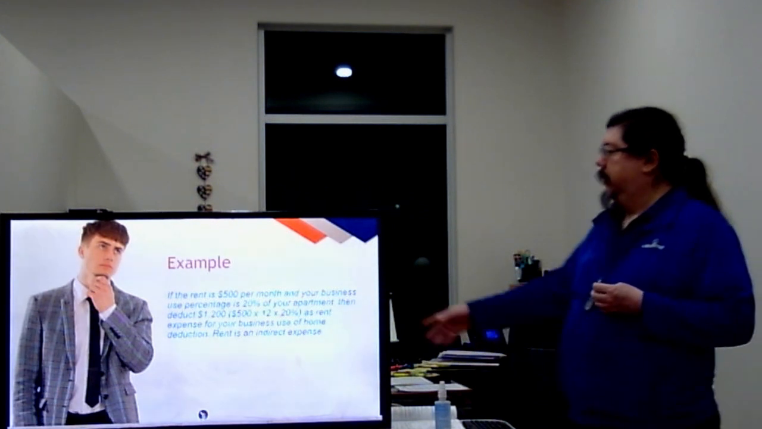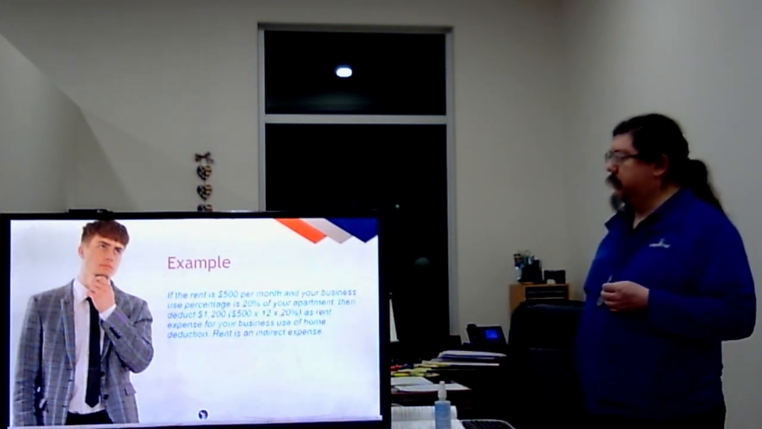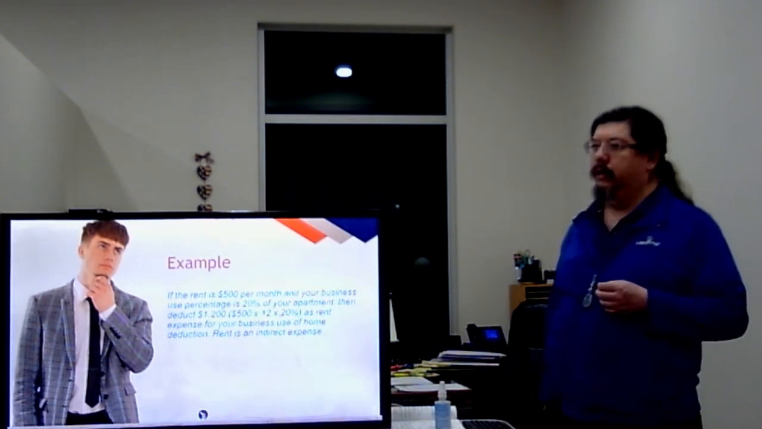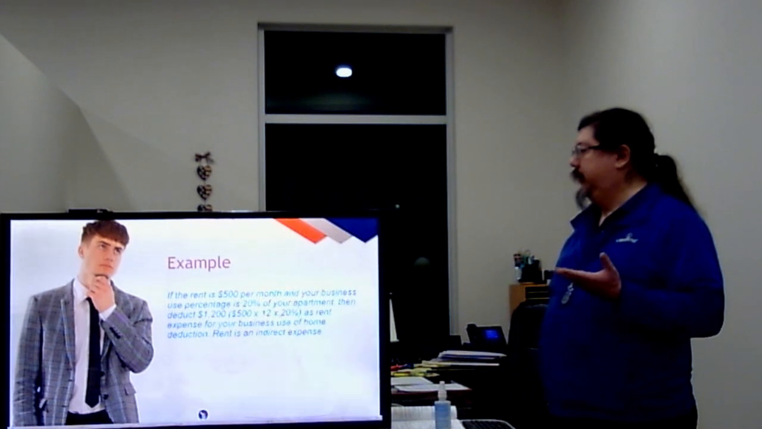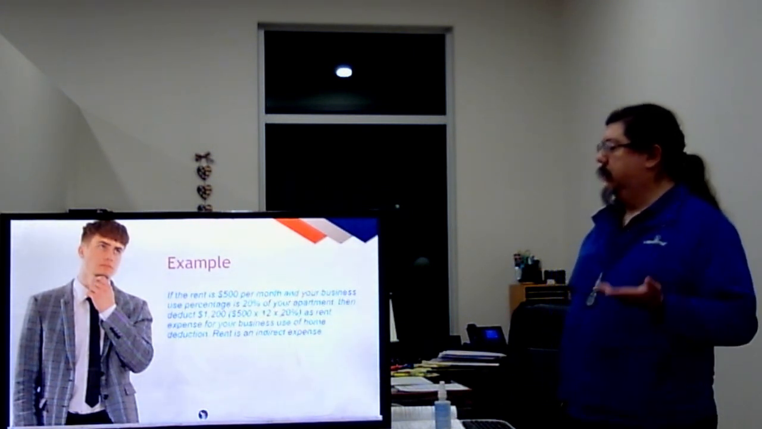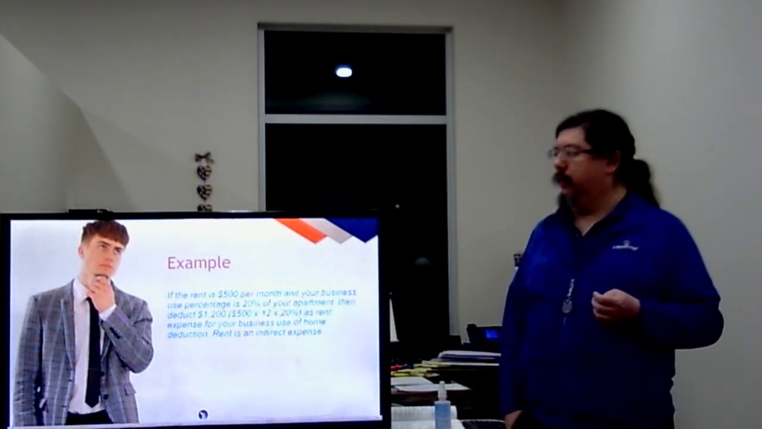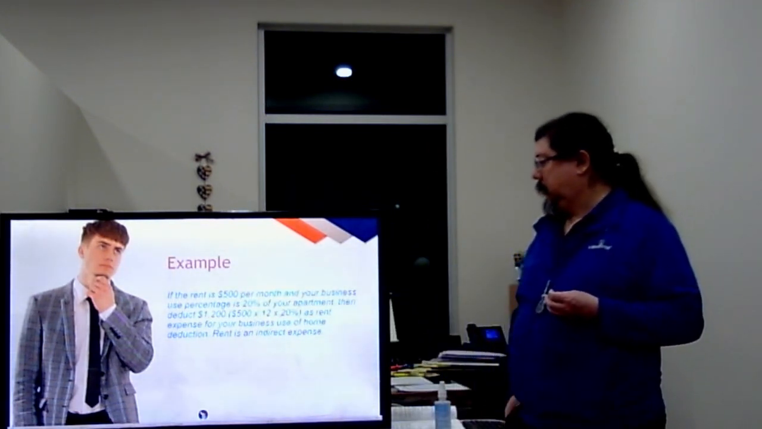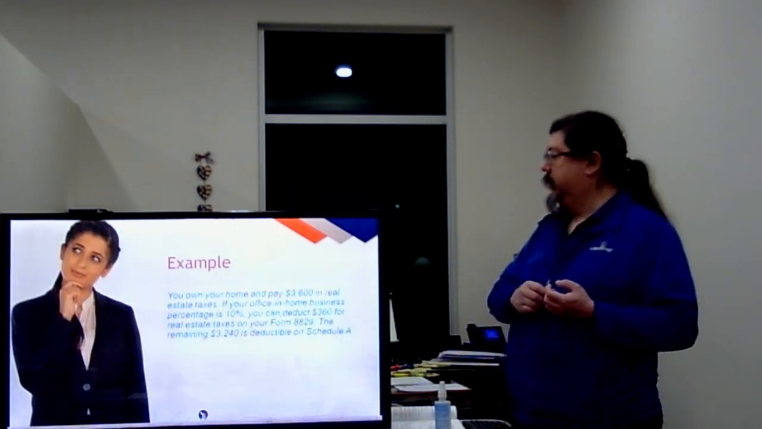Okay, so here's someone who pays $500 per month for rent. We can tell that this was written originally a long time ago. And if your business use percentage is 20%, you get to deduct 20% of 500, which is $100 per month, or $1,200 for the whole year. Rent is almost always going to be an indirect expense.